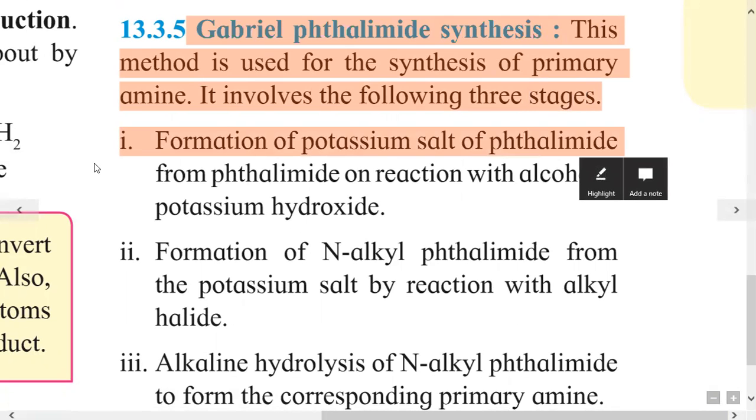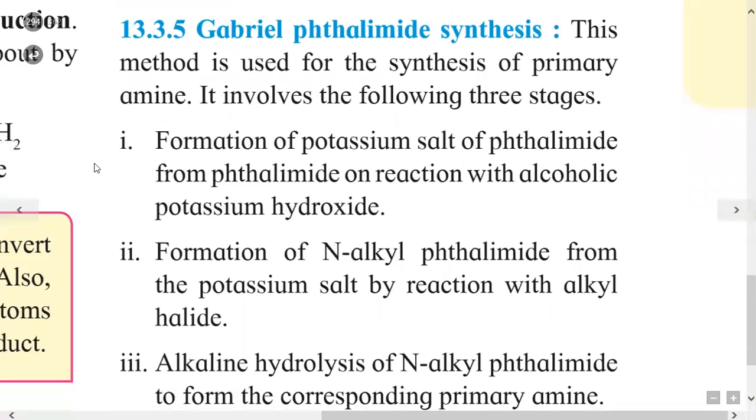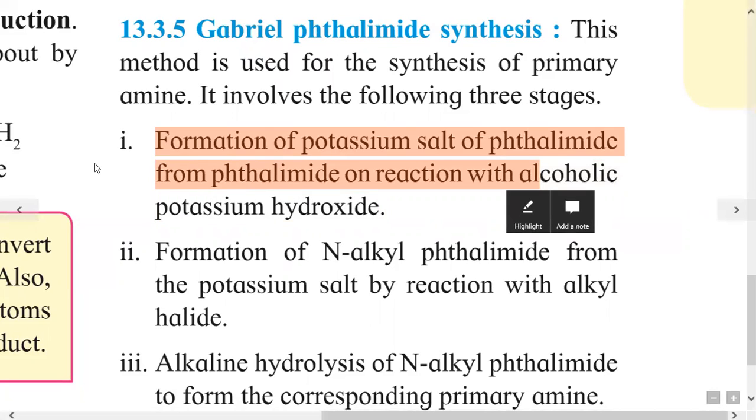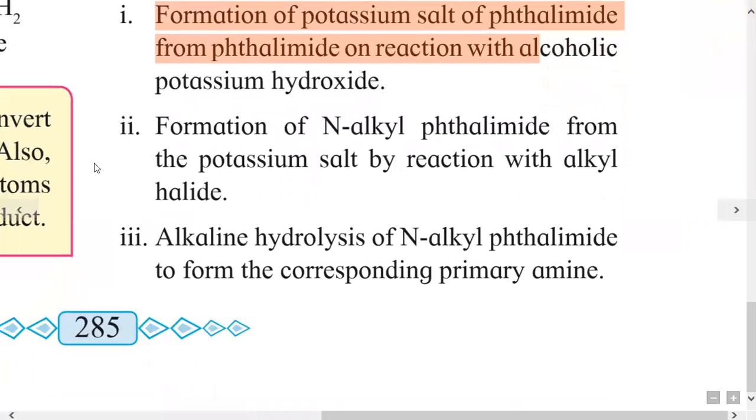Stage number 1: the formation of the potassium salt of phthalimide from phthalimide on reaction with alcoholic potassium hydroxide. That is step number 1.